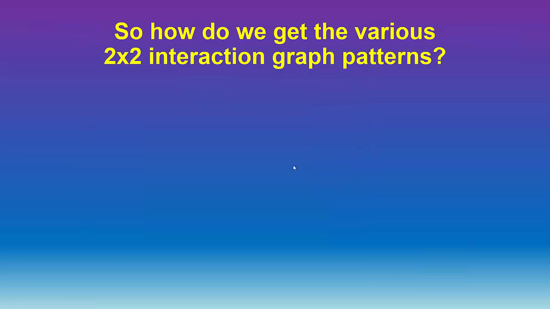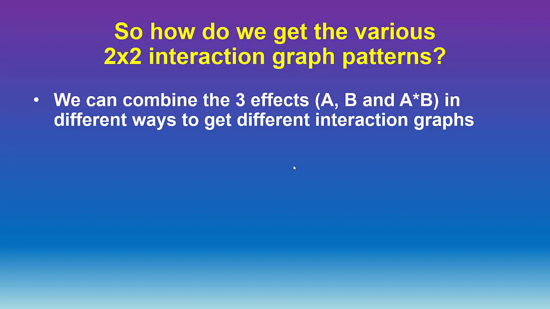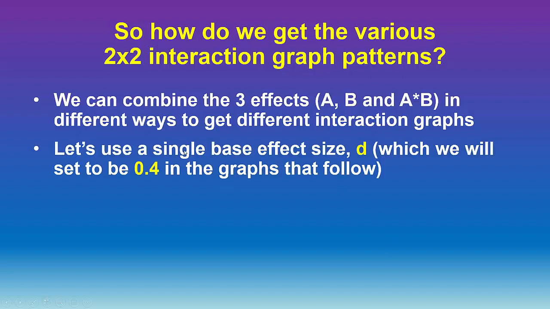How do we get the various 2x2 interaction graph patterns that I've said are so varied and so important to understanding the link to the statistical effects underlying them? Well, we're going to combine our 3 effects for A, B, and the interaction A times B in different ways, and we get different interaction graphs, and if we combine them in the 75 possible ways we get the 75 interaction graphs. In the graphs to follow, I'm going to use a single base effect size, which I'm going to call D, and I'm going to set it to be 0.4, just well convenient for a main effect. That would be a typical, slightly larger than typical effect in many areas of psychology. It's a small to medium effect in Cohen's typing of these effects into broad bands of size.